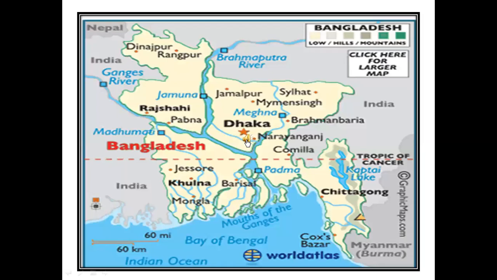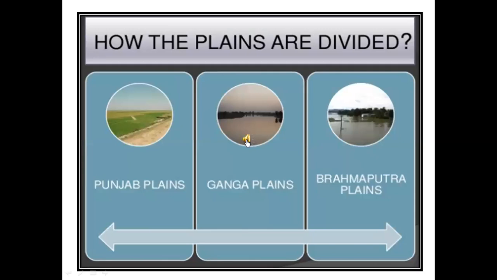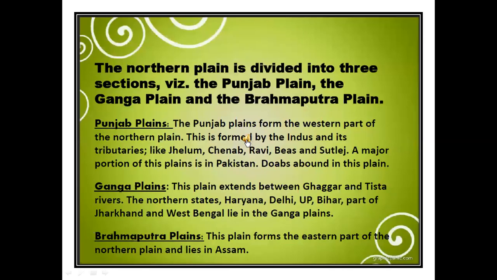In this picture, you can see many islands are formed because of river Ganga and Brahmaputra. This is how the northern plains are divided: Punjab plains, Ganga plains, and Brahmaputra plains. The northern plain is broadly divided into three sections.